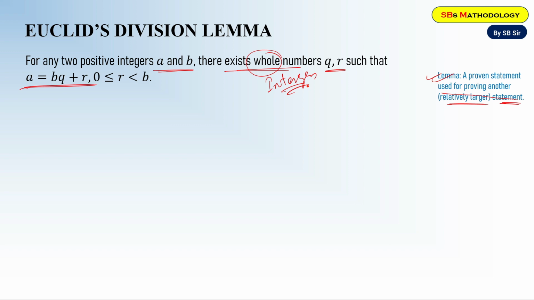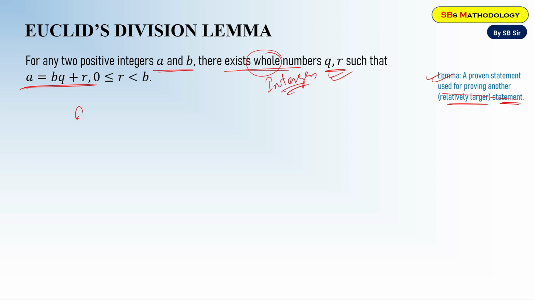I think you can remember that. Integers include negative numbers, but whole numbers do not include negative numbers. So there is a certain difference between integers and whole numbers. But the actual lemma says that there exist whole numbers q and r, right? Now let us understand what the lemma says, with certain examples. The lemma says that if we are given two positive integers, right?